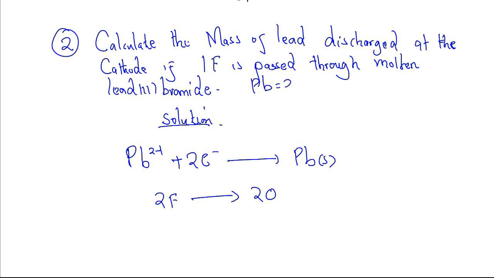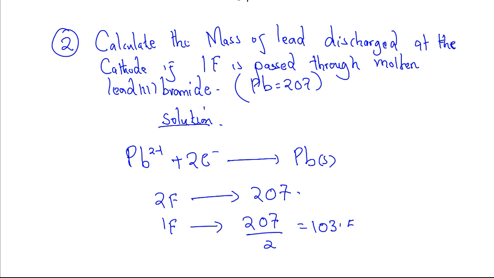Pb is 207 as a provision. So therefore 1 Faraday would require a mass of 207 divided by 2, and that is 103.5 grams.